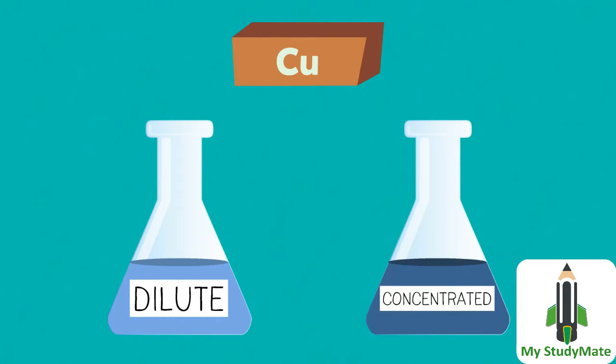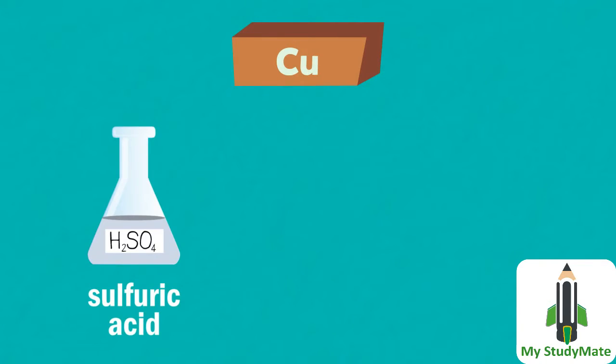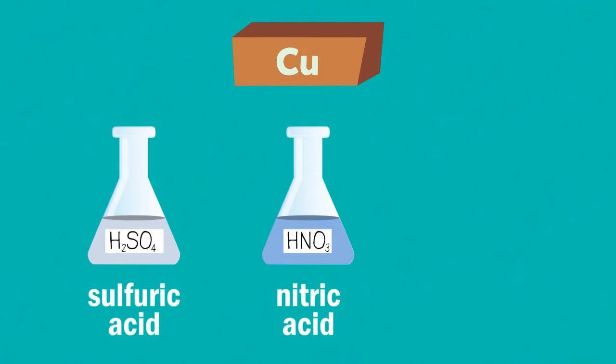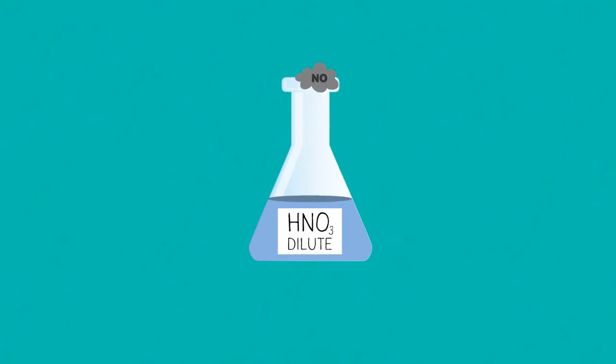The next reaction we are going to consider is how copper reacts with some dilute and concentrated acids. These are a couple of possibilities. They include sulfuric acid and nitric acid. But copper doesn't react with hydrochloric acid.